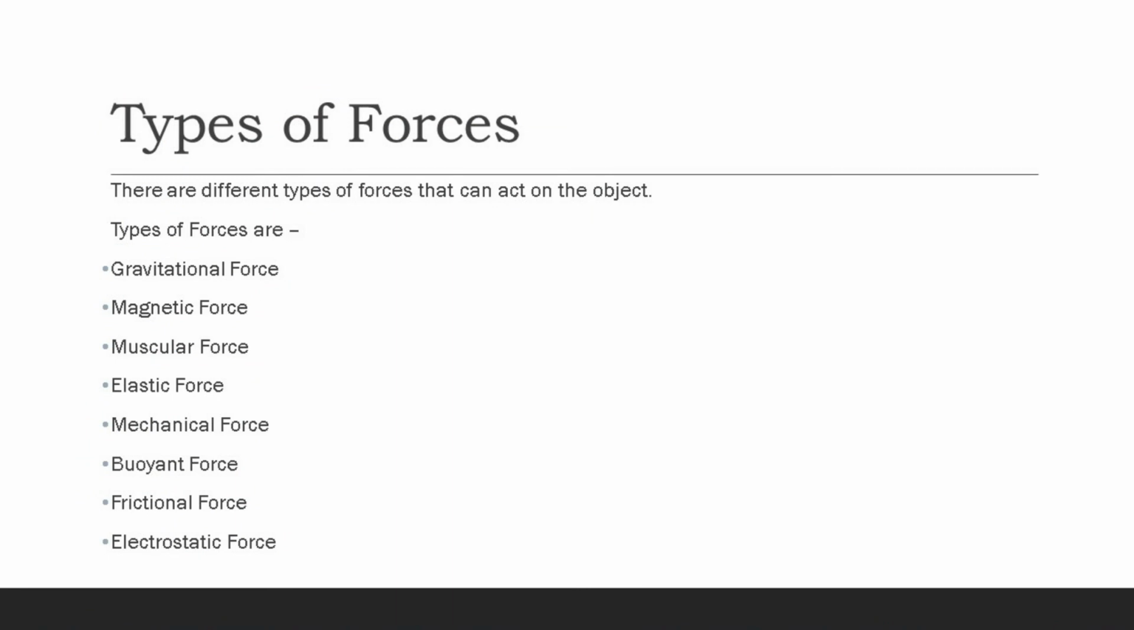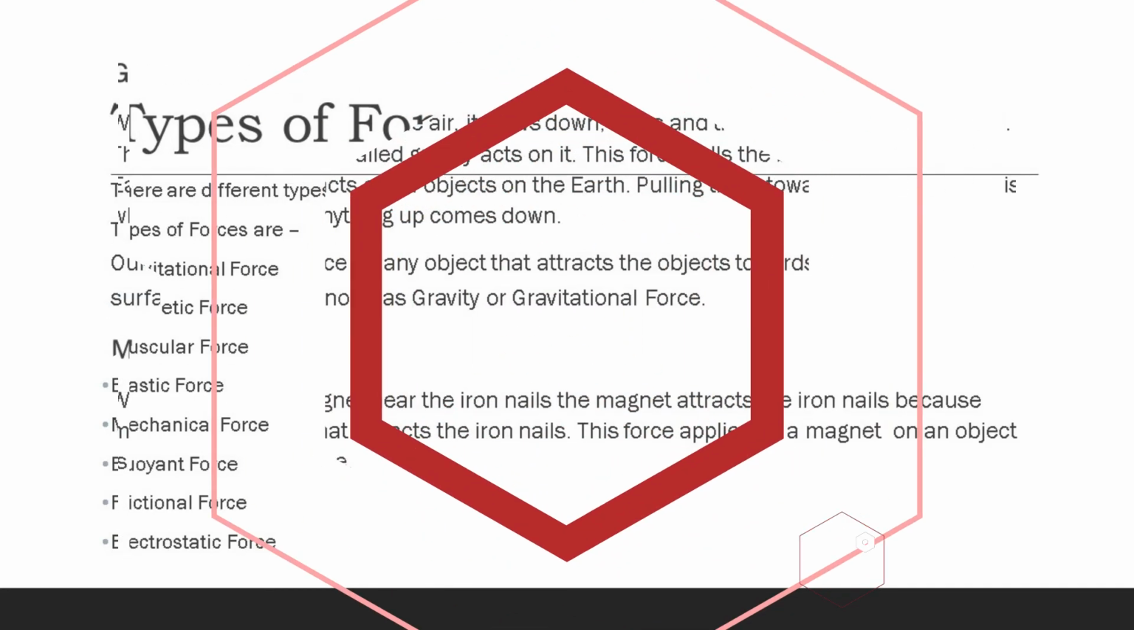Now, types of force. There are different types of forces that can act on an object. Types of forces are gravitational force, magnetic force, muscular force, elastic force, mechanical force, buoyant force, frictional force, and electrostatic force. Now, one by one, we will see all the types of forces.